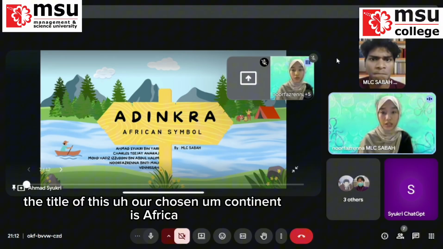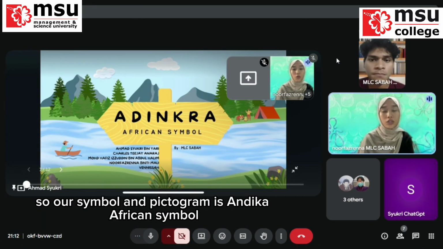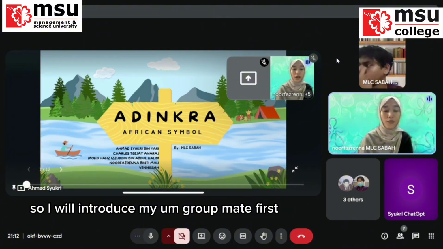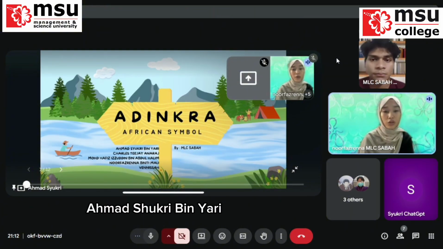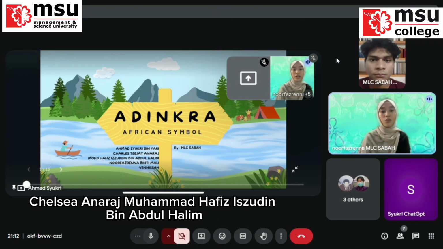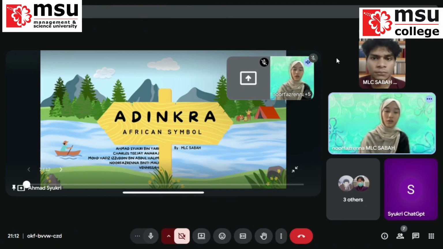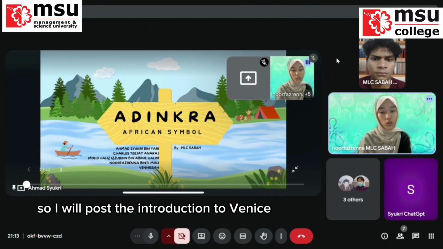The title of this, our chosen continent, is Africa. So our symbol and pictogram is the Adinkra African symbol. So I will introduce my group mates. First, Ahmad Shukri bin Yari, Charles TJ Anaraj, Muhammad Hafiz Izzuddin bin Abdul Halim, me, myself, Nur Fazrina binti Mali, and last one is Venison. So I will pass the introduction to Venison.